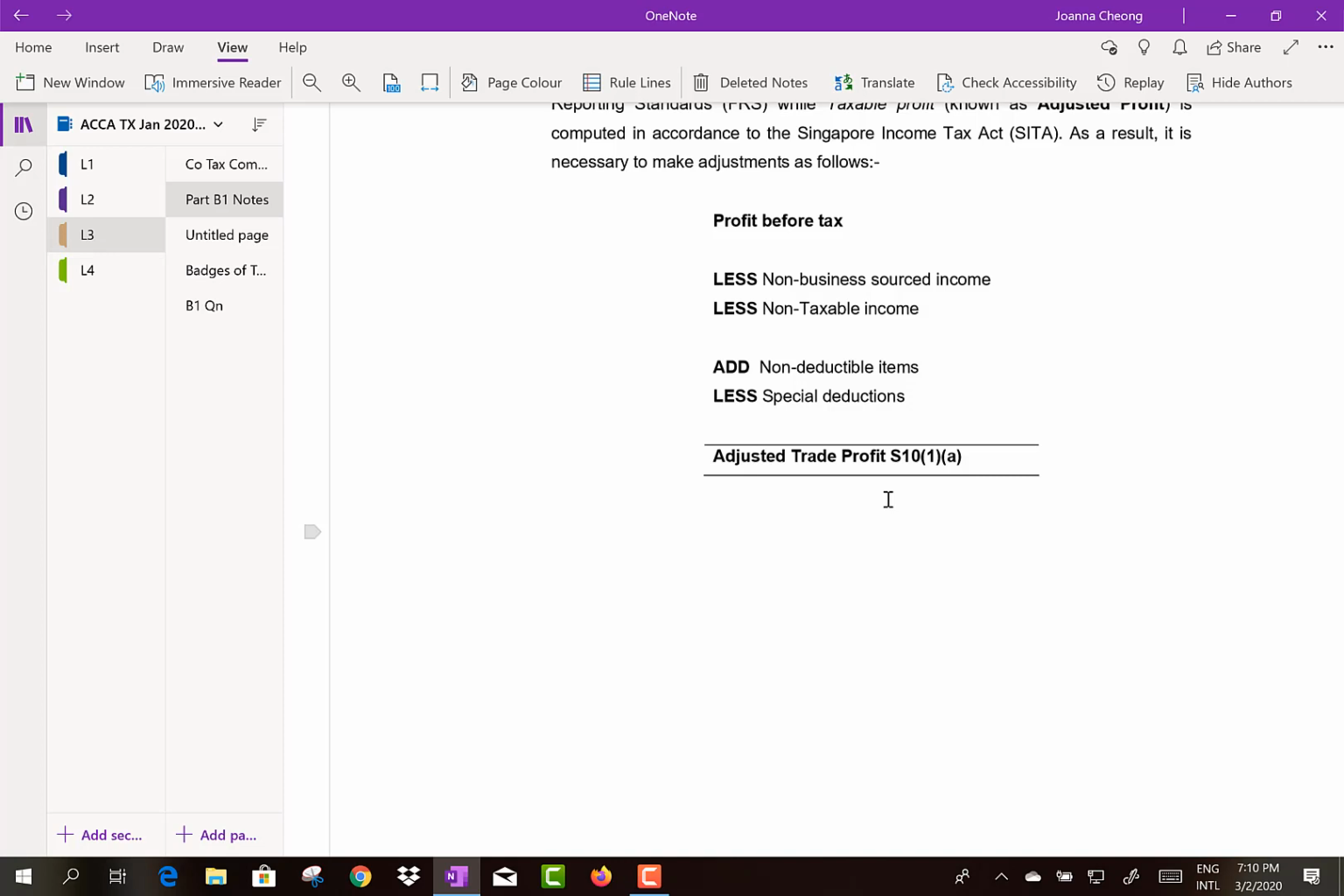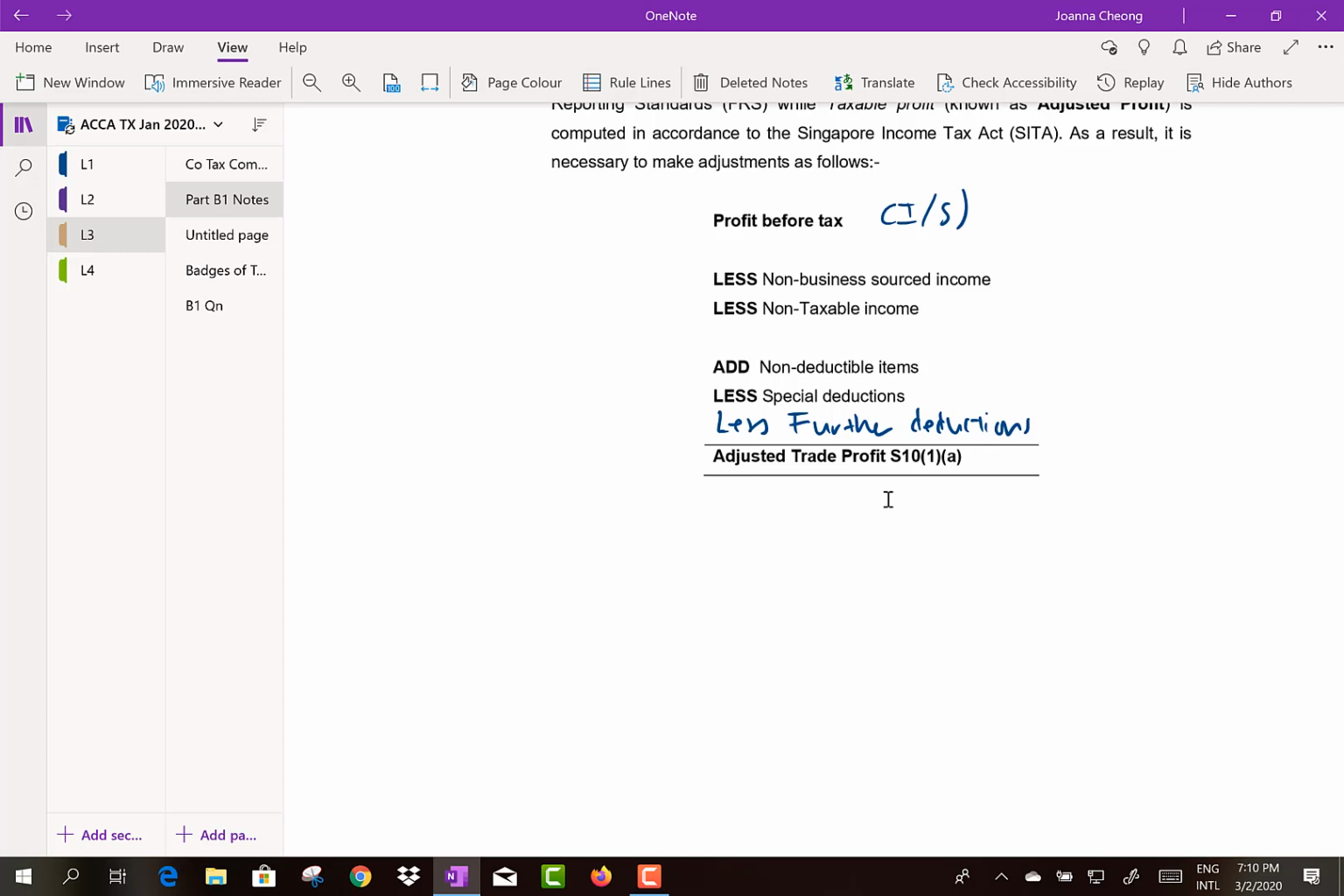So we always start off with the figure from the income statement, the net profit before tax, and then we do a lot of adjustments. Now, just to let you know, there should be something extra here. I have forgotten to add it in. Less further deduction. I forgot to put it in. Okay, please help me to update it.